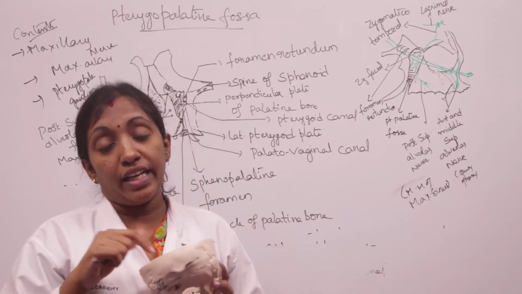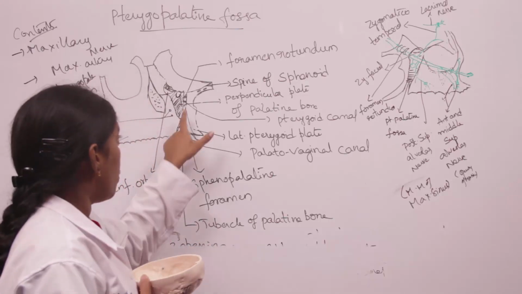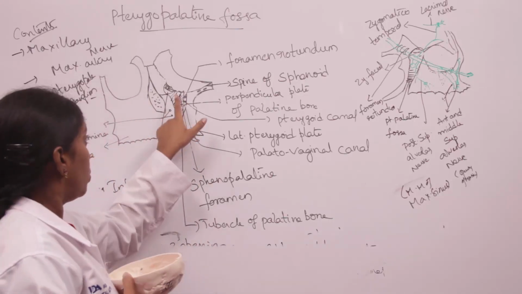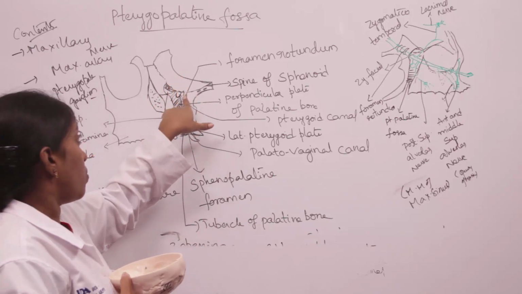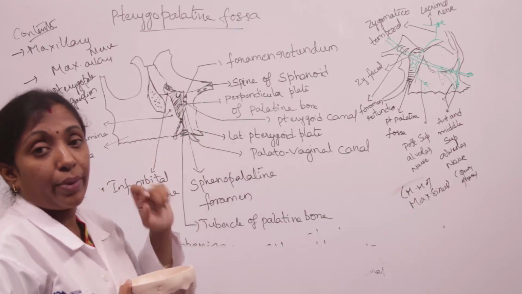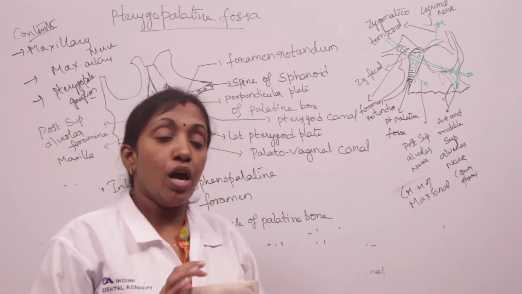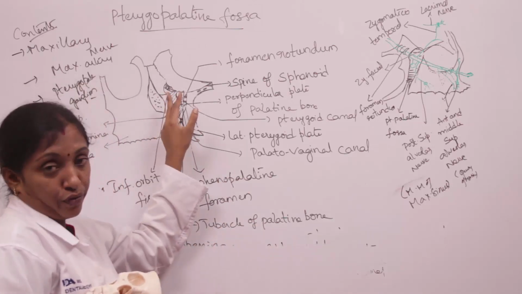Okay, and this maxillary nerve leaves the skull through the foramen rotundum, which is situated in the posterior wall of the pterygopalatine fossa. We know that the posterior wall of the pterygopalatine fossa consists of 3 openings, and the first one, from lateral, is the foramen rotundum. So the maxillary nerve leaves the skull through the foramen rotundum and enters the pterygopalatine fossa.